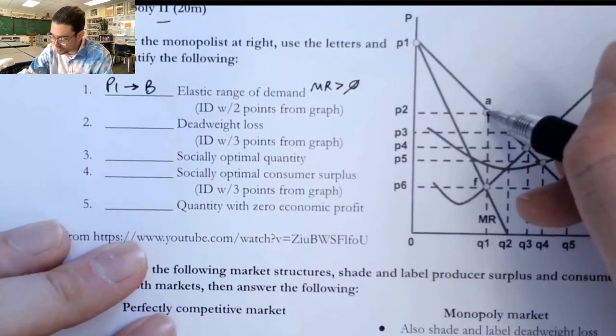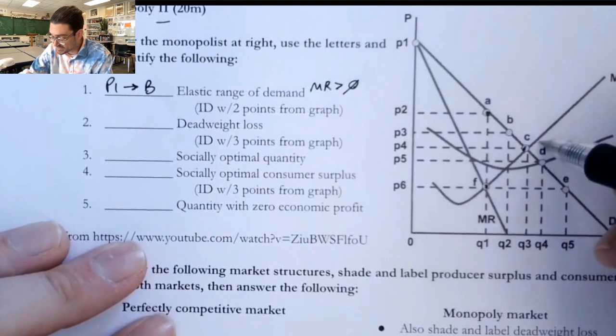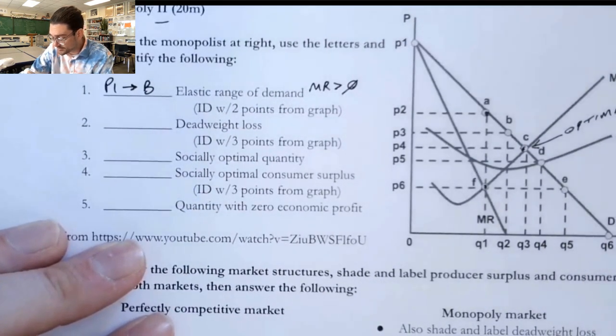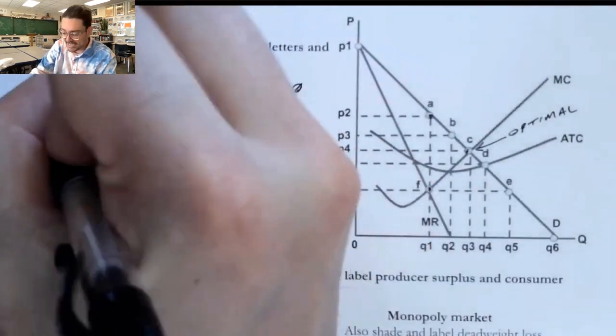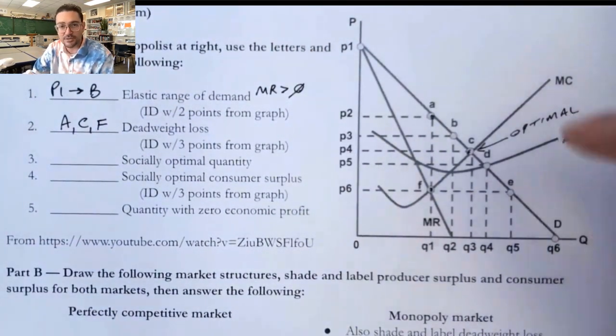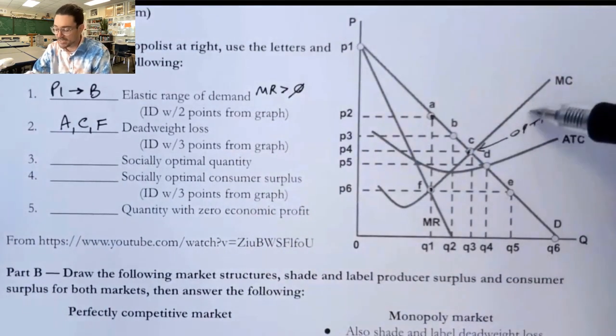Deadweight loss is going to be the points from point A to F to C. And C is our optimal, right? C is our socially optimal point. And so we would say A, C, F. And again, that's in that same spot if we took a look back on the previous video to see where that deadweight loss would be with an artificial monopoly.